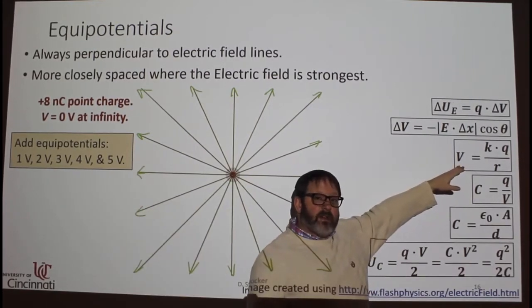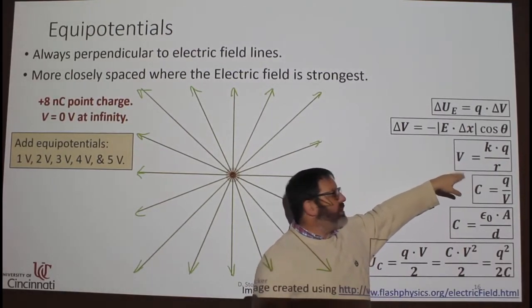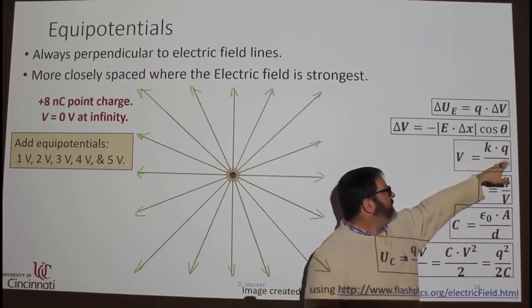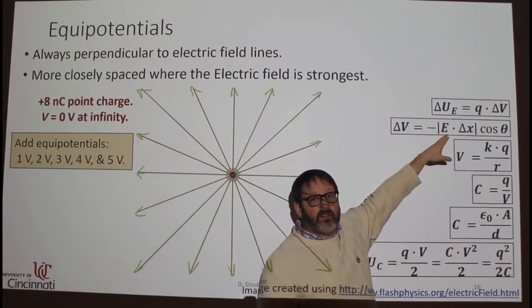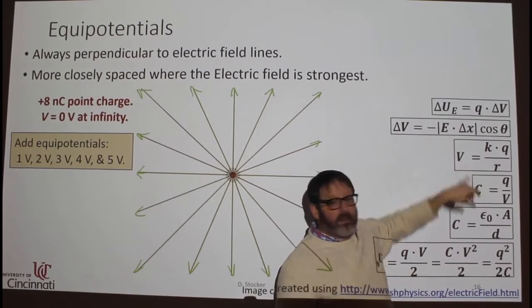This mathematical model gives the electric potential or voltage caused by a point charge of charge Q. This one, remember, is for a uniform electric field. This one does not work with point charges, so we cannot use that one. We're going to use this one.